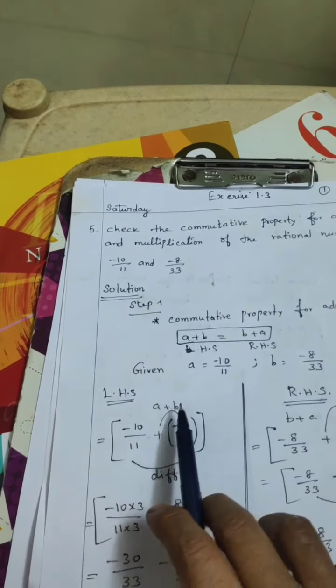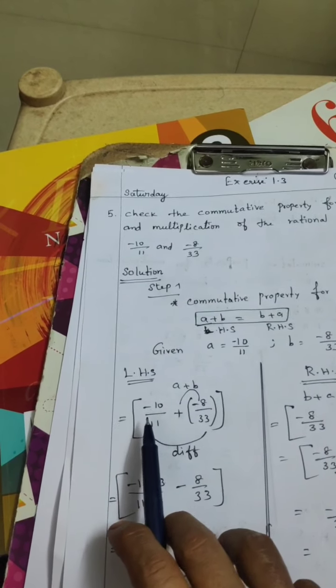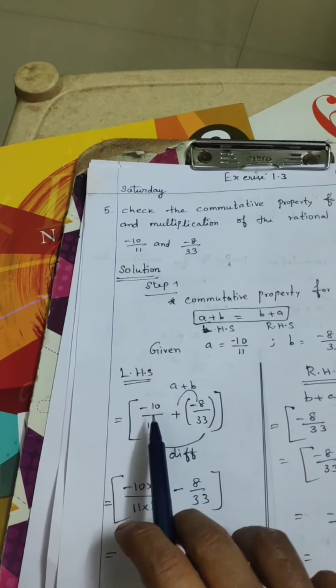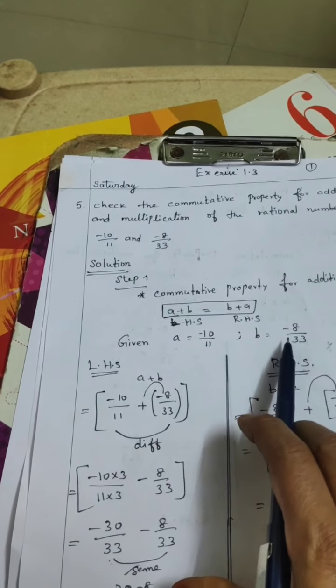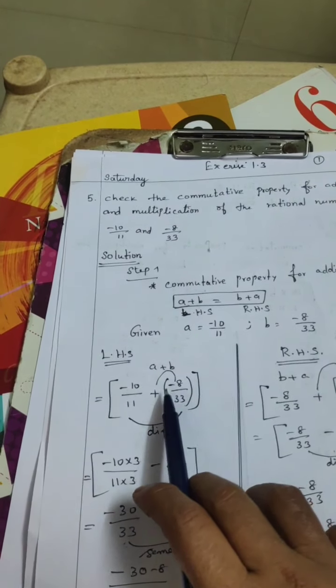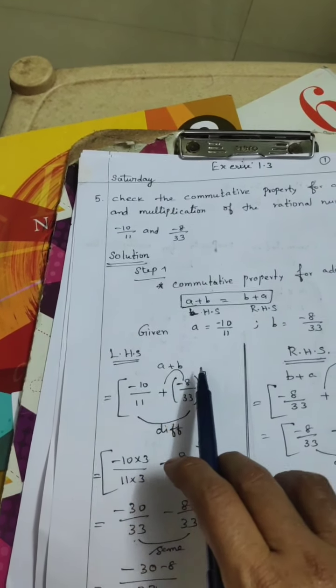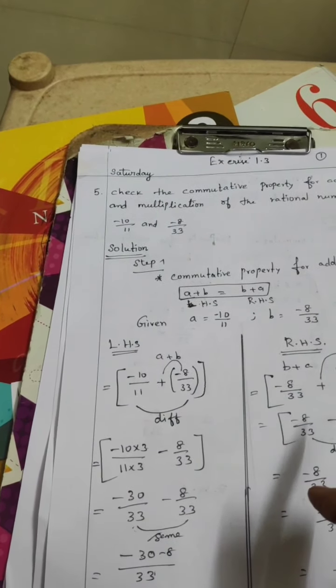LHS, A plus B. You start the bracket. For both the numbers, the minus symbol must be used in the bracket. A value is minus 10 by 11. Next symbol is plus. Next number, B value, equal to minus 8 by 33. So here write minus 8 by 33. Near the symbol, put it in a small bracket. Next, close the big bracket. This LHS work you finish first, then you start the RHS work.